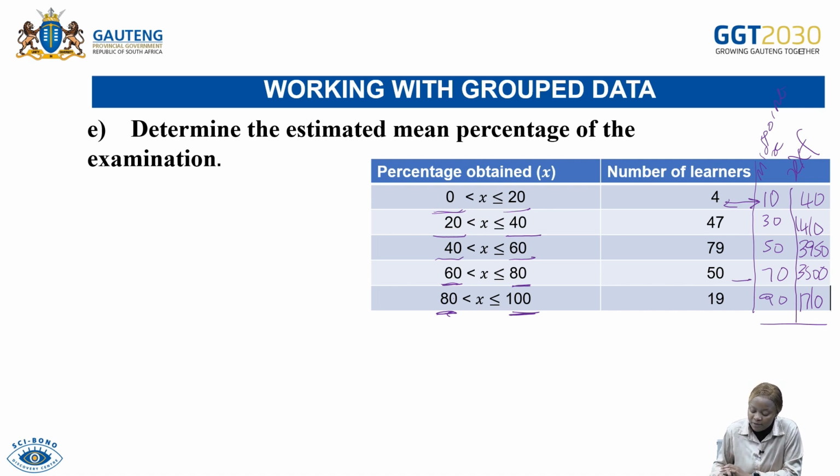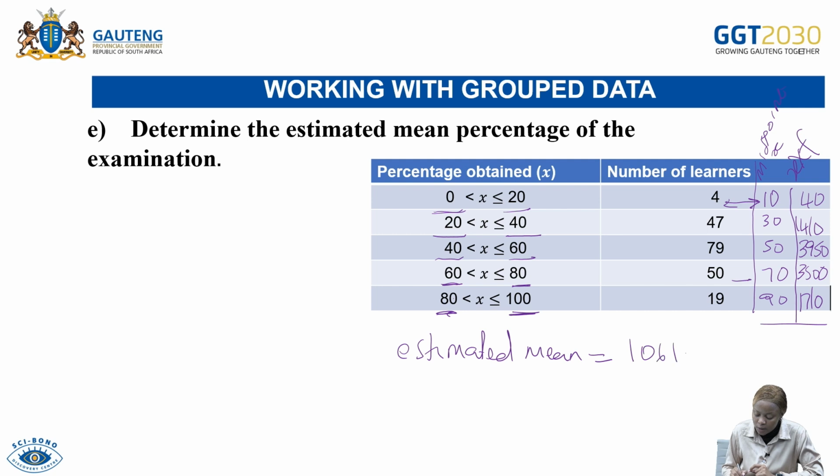And then you find the total of everything. Let's start on top. So you add 40 plus 1,410 plus 3,950 plus 3,500 plus 1,710, and you will get your estimated mean, 10,610. It's all over. Then you need to divide by the total of the frequency.